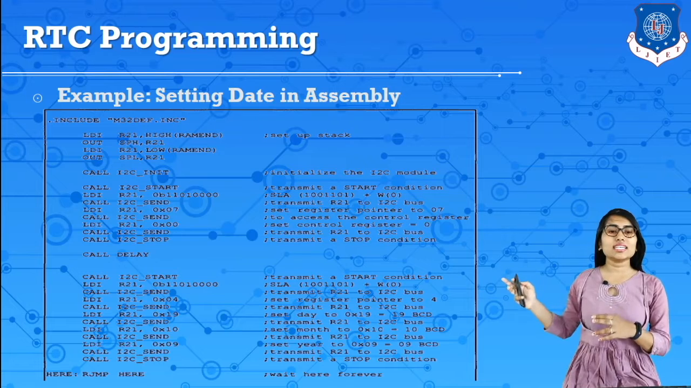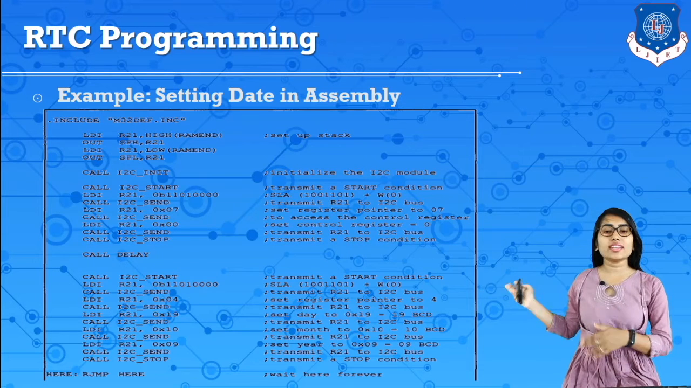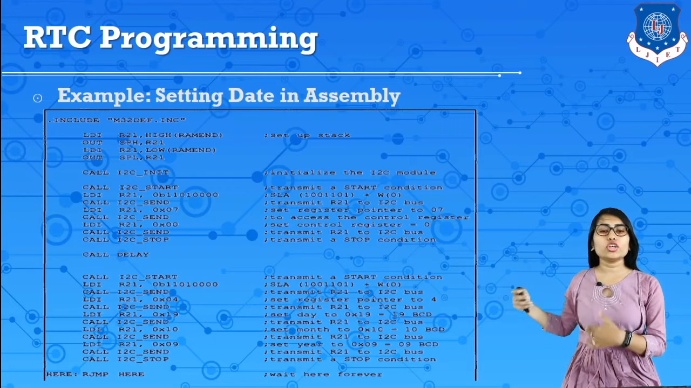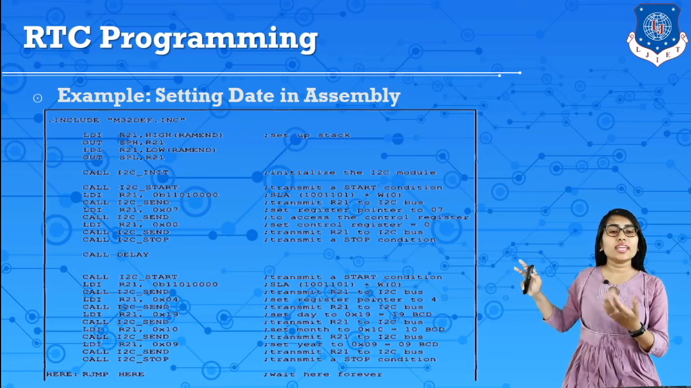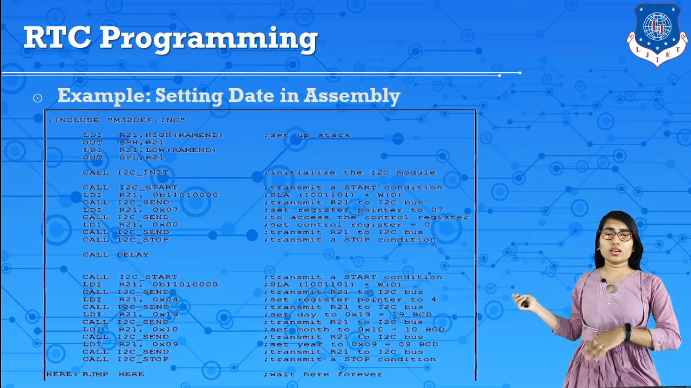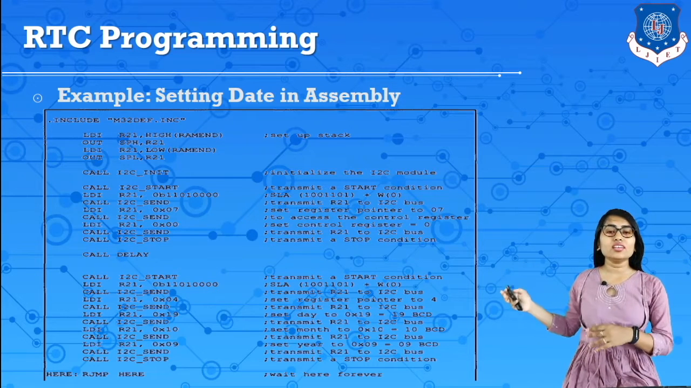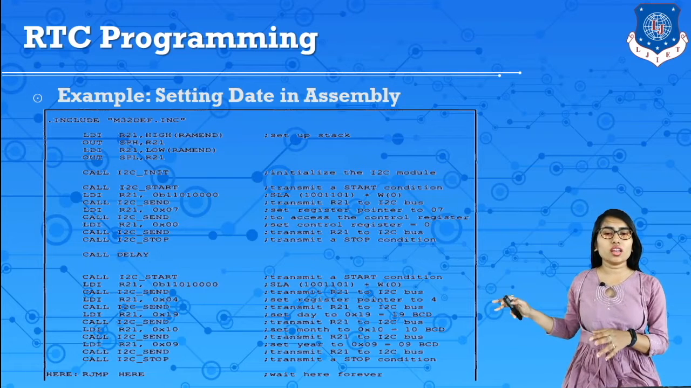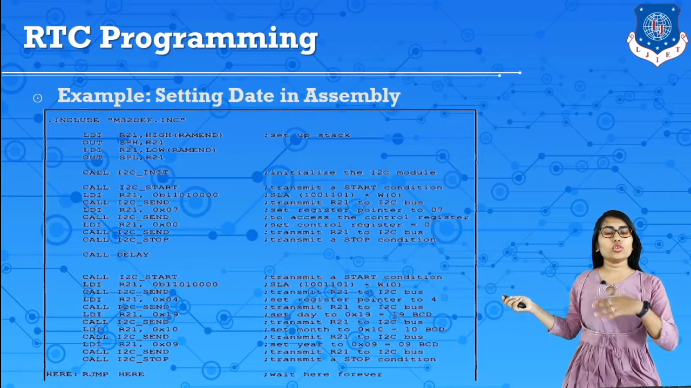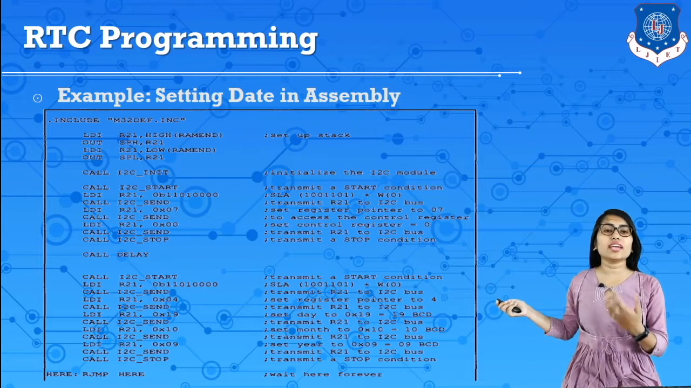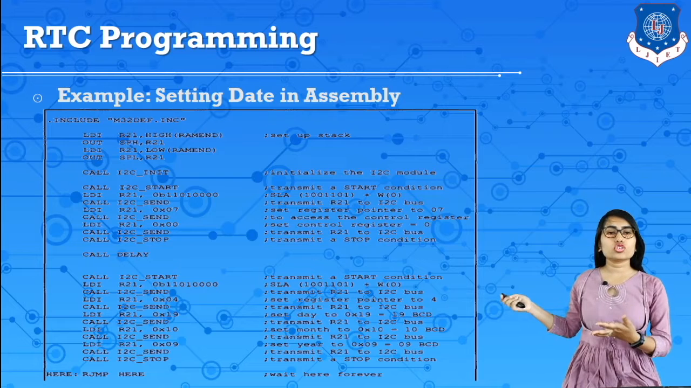Now call the delay, again start the condition, then set the date. Here these conditions are written like this. Then send the register pointer as 4, then transmit the data of R19 to the I2C bus. Here the number is converted, a 10 BCD number is used, so it will be written like this, and then the stop condition is there. Each of the functions like I2C start, I2C send and I2C stop are defined over here.